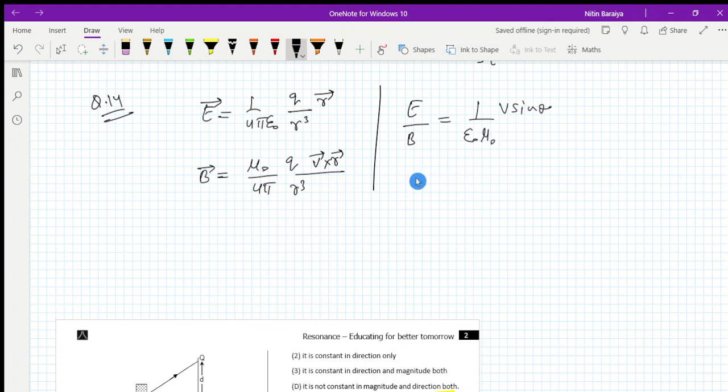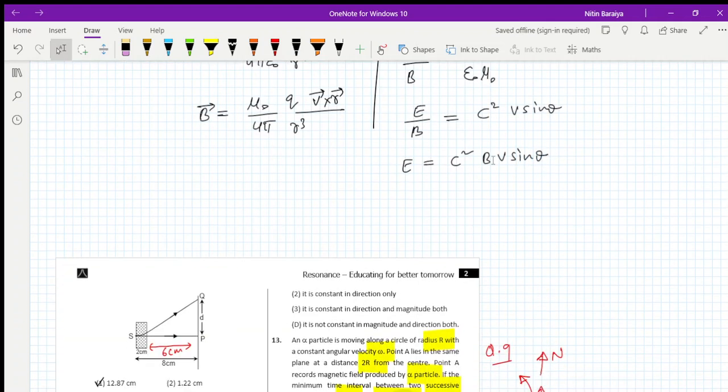Now we want to find out if there is any specific relation between E and B. What is this 1 upon mu naught epsilon naught? This can be written as c square, so v sine theta, E divided by B. Is there any specific relation that we can bring in between E and B? That we have to see. So E is equal to c square B into v into sine theta. Maybe we are close to getting some relation between them.